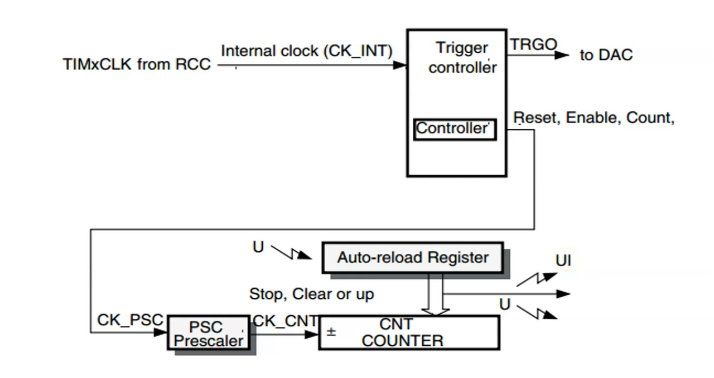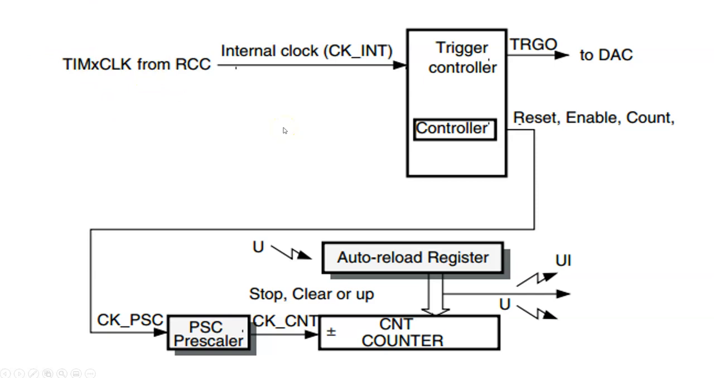Last lecture, we had timer 6 interrupted every 1 second, and timer 7 interrupted every 5 seconds, and we saw how to place the values of the ARR and prescaler based on the original clock frequency here correctly.